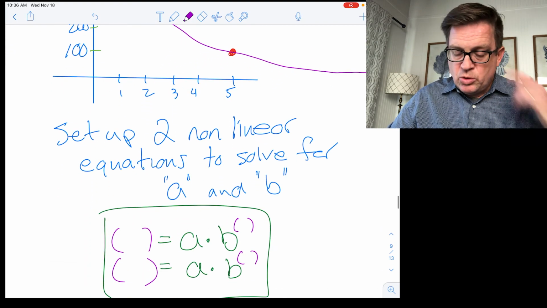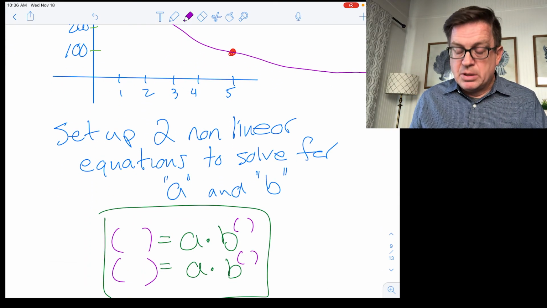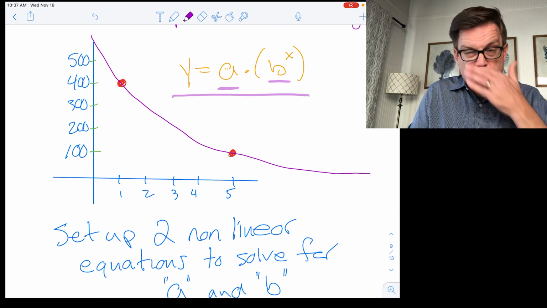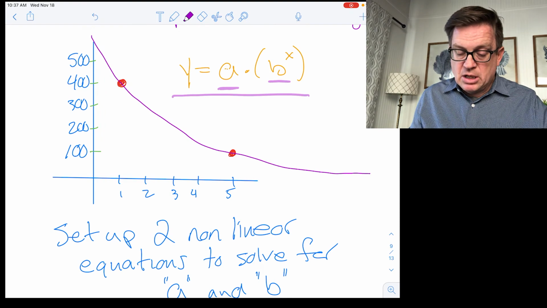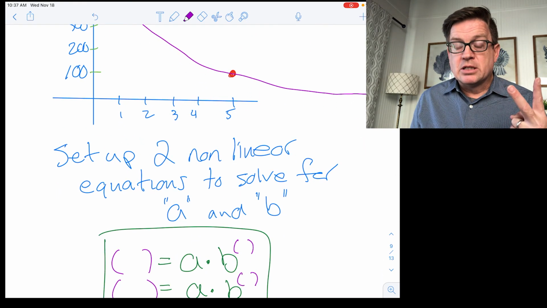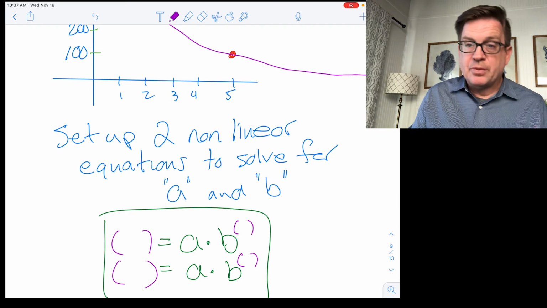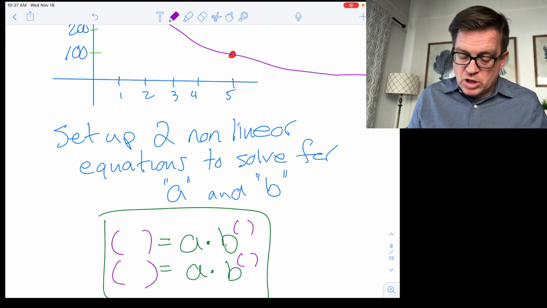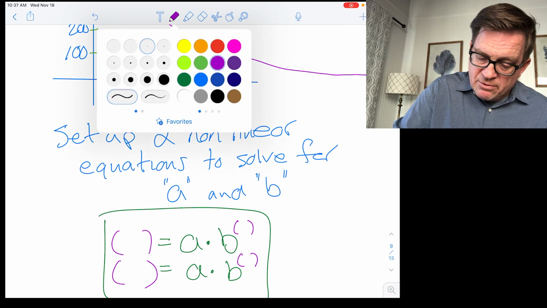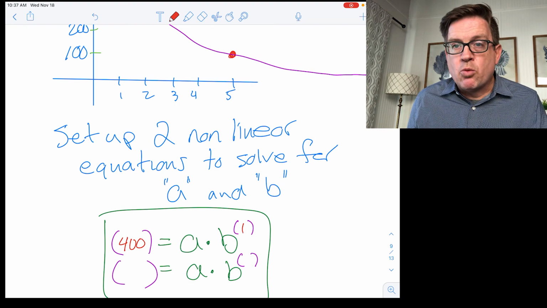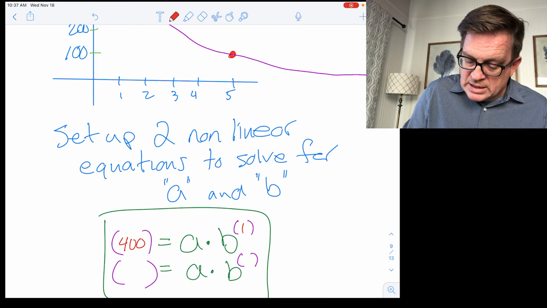How can we set up two nonlinear equations to solve for A and B? The idea in this case is we have two unknowns. We don't know the parameters A and B. So we have 2 points that we can plug into that equation, and then the remaining unknowns are the parameters. When x is 1, we have a y value of 400. When x is 5, we have a y value of 100.